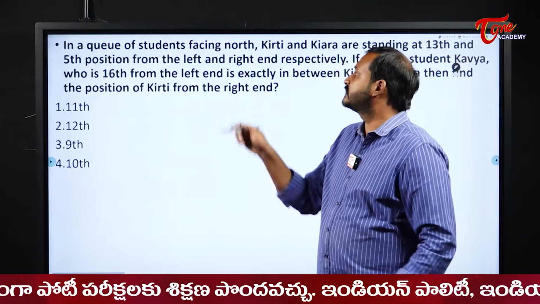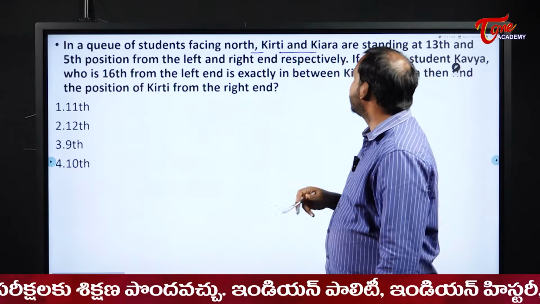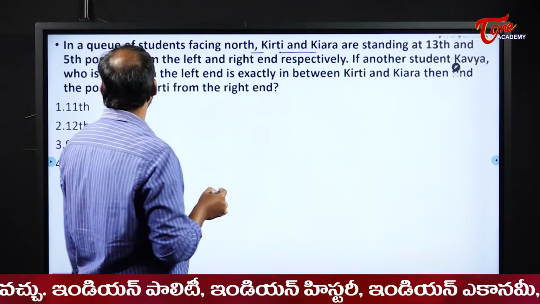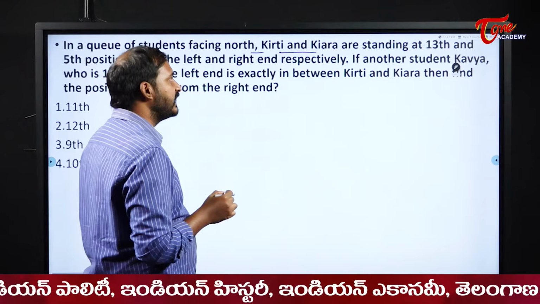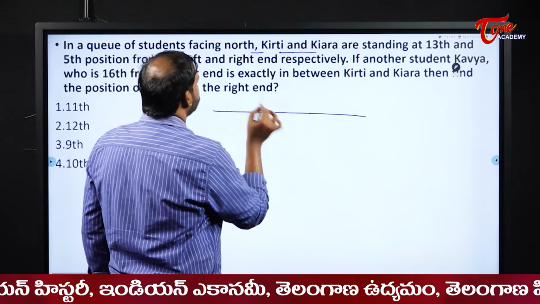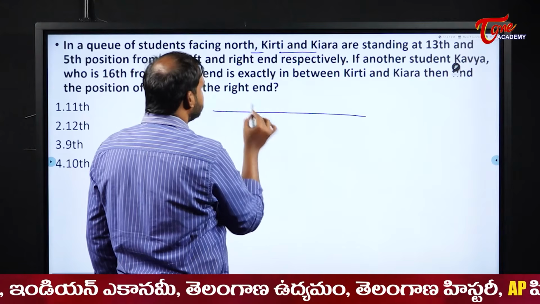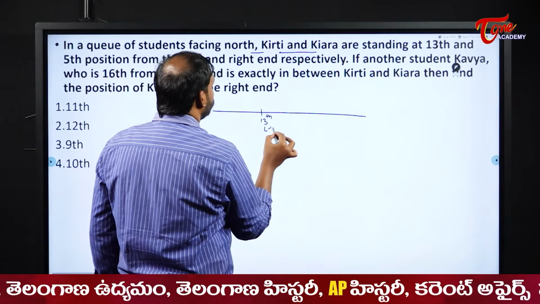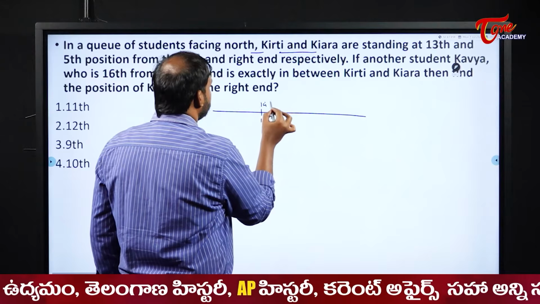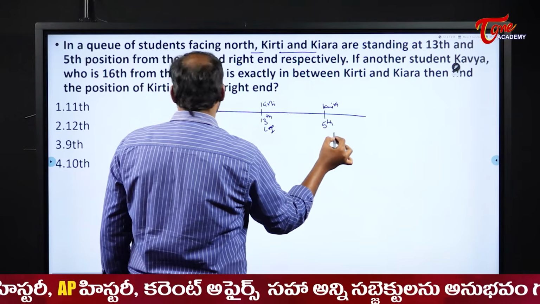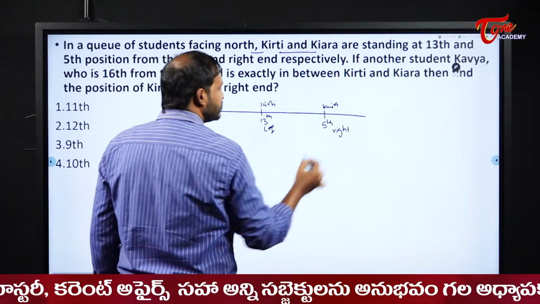In a queue of students facing north, Kirti and Kaira are standing at the 13th and 5th position from the left and right end respectively. Kirti is 13th from the left, and Kaira is 5th from the right. This is an interesting question, students.